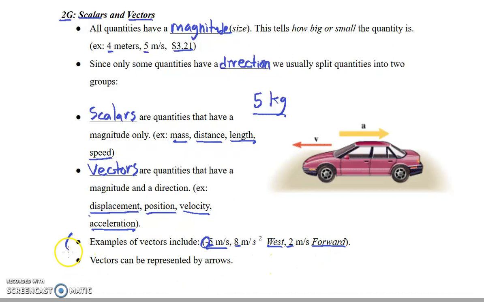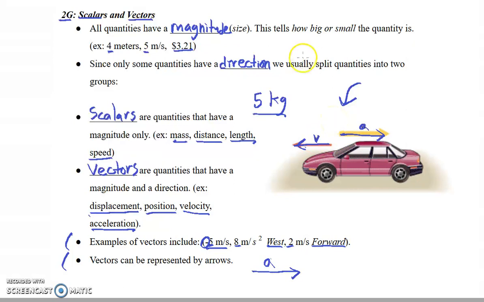The last thing here is to remember that vectors can be represented by arrows. If you want to draw a vector, you can draw it as an arrow, usually with the quantity labeled above it. Like acceleration would be an A labeled above that arrow. In this picture there are two vectors. There's a velocity vector going one way to the left. Then there is an acceleration vector going the other way to the right. So this object would technically be slowing down because they're not agreeing.